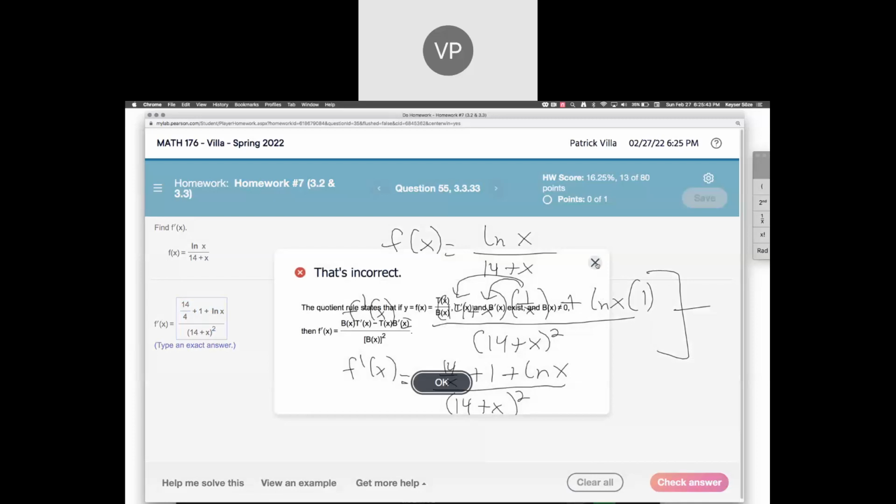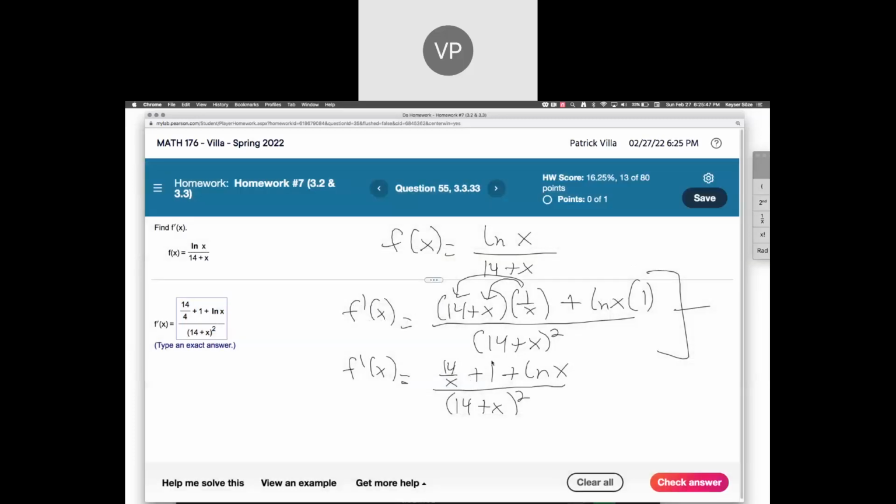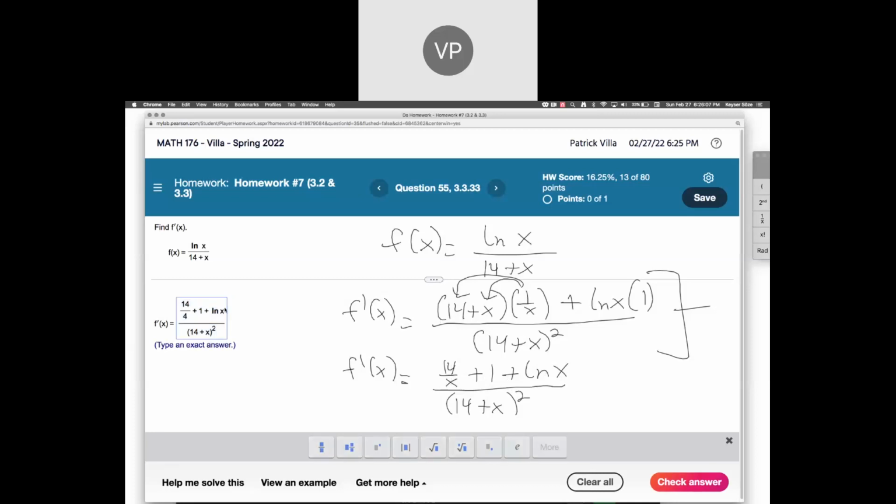And what do they not like about that one? Okay. And remember, they're always going to give you a hint. I'm guessing they didn't like my format here. Let's go look at the work one more time. Bottom is squared. Good. Bottom times derivative of the top plus the top times the derivative of the bottom. 14 over x plus 1 plus natural log of x. Okay. So it's right, but I'm going to pretend like, okay, well, maybe they didn't like me simplifying this all the way, so let me just do this.